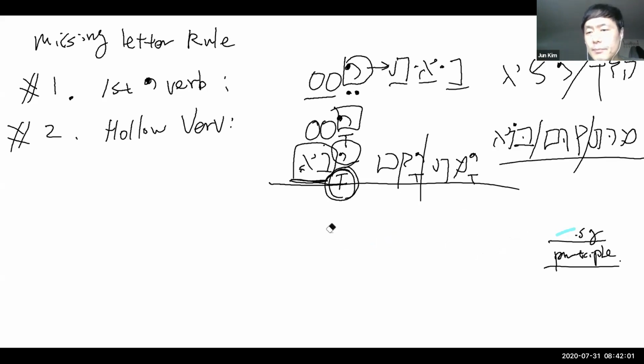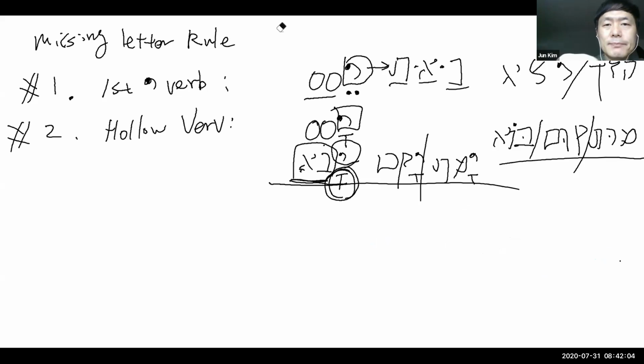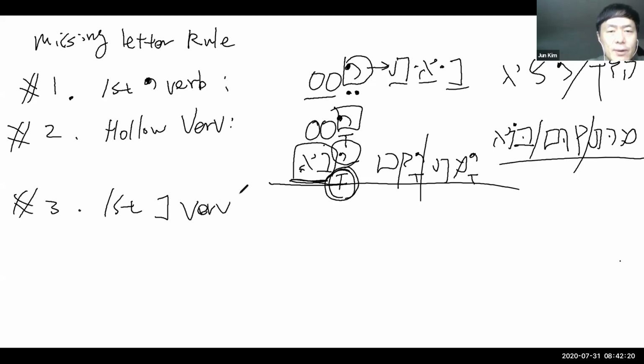Then let's move on to number three. What is it? Gonna ask the Hebrew scholar James. It's first noon. All right, first noon verb. And give me some explanation. When you take away the components and then you see only two root letters left, and you see the dagesh in the first root letter, yes, so it's assimilation. It should be coming together with what form? Prefix form.